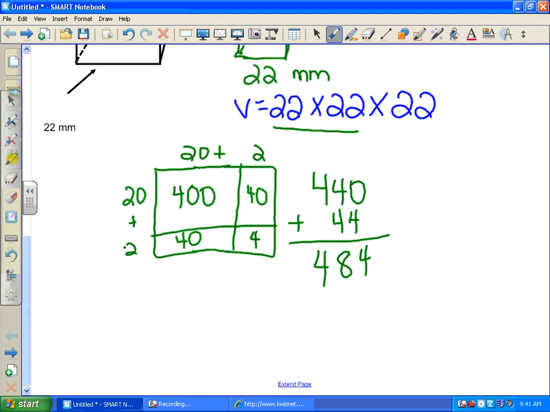We've only multiplied 22 times 22. What's left? What do I have to multiply now? Now take my answer, and I still have this 22 that I have to multiply my answer by. So I'm going to multiply it by 22. So now I have a whole new problem.